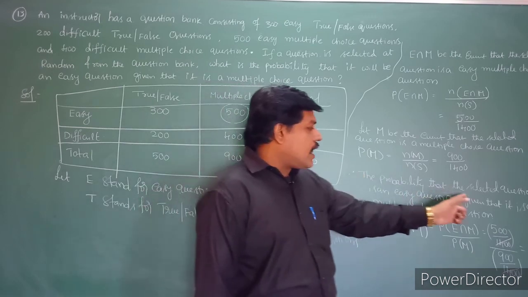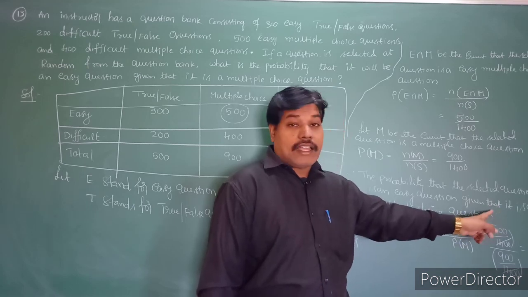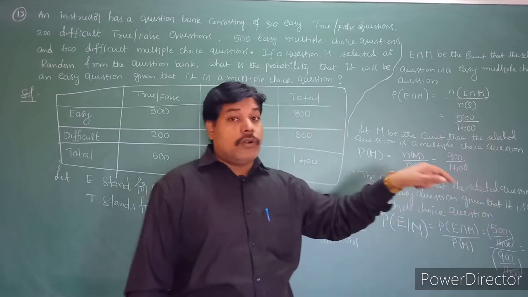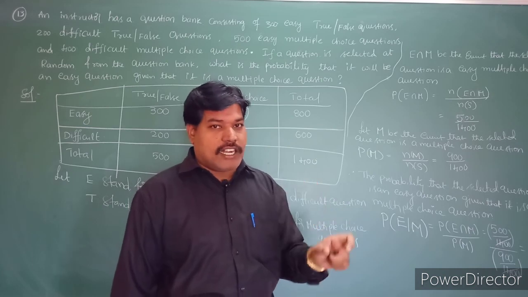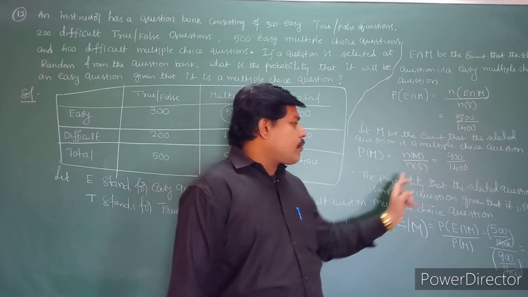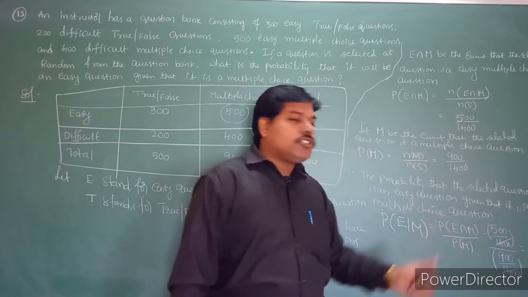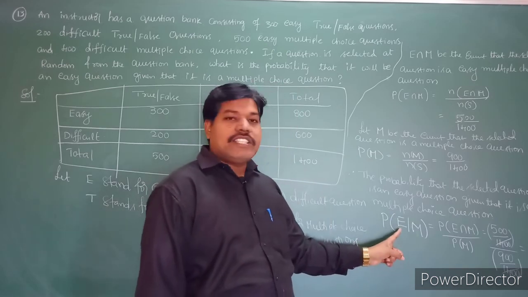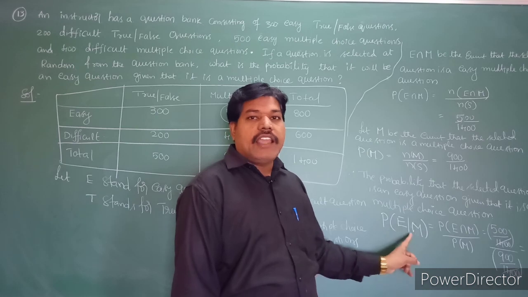The probability that the selected question is an easy question, given that. In the question you have to see that word "given that"; maximum number of times they will give you that. You have to understand that it is a conditional probability. They are asking the probability of this one given that it is a multiple choice question. That is the probability of easy question given that it is a multiple choice question, probability of E given M.